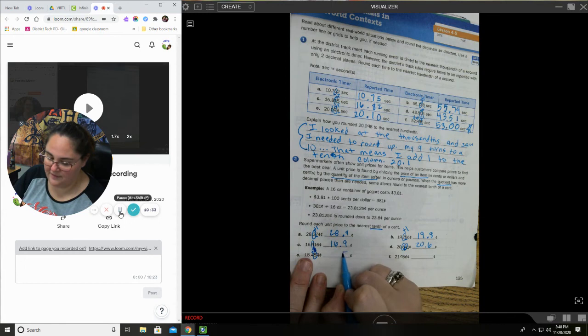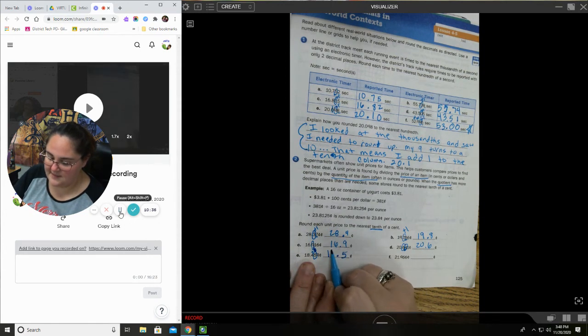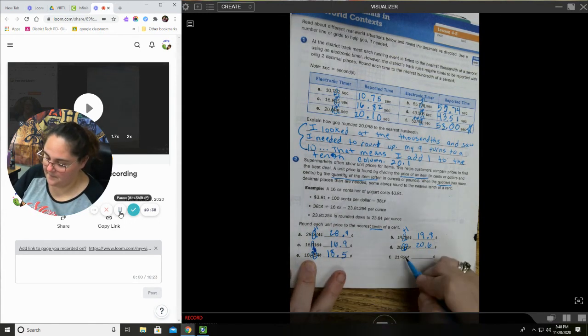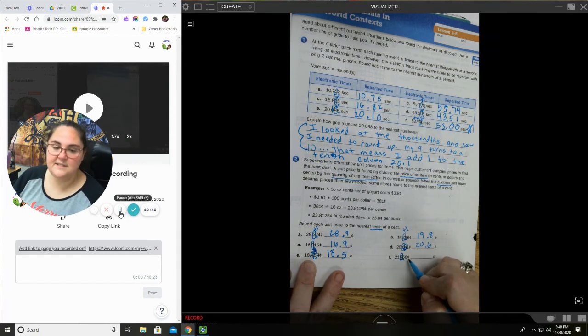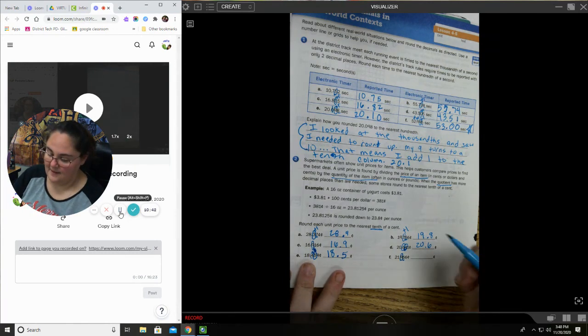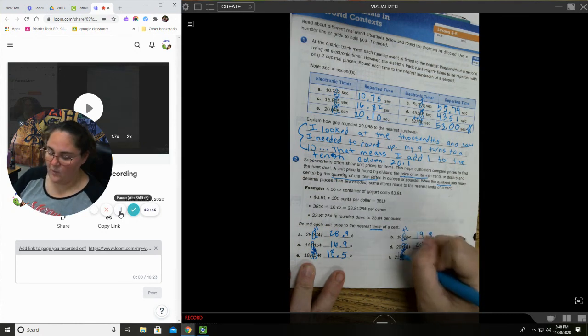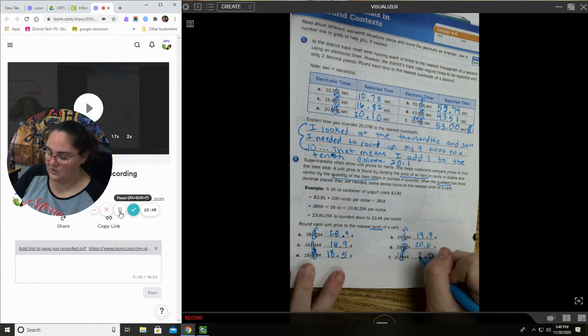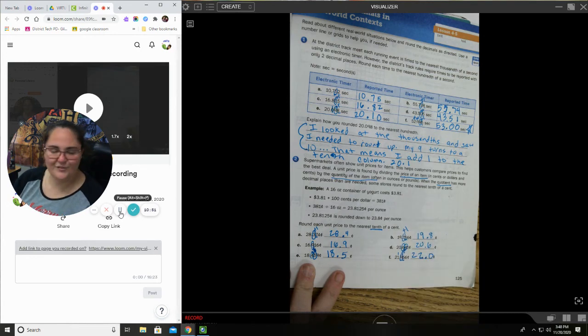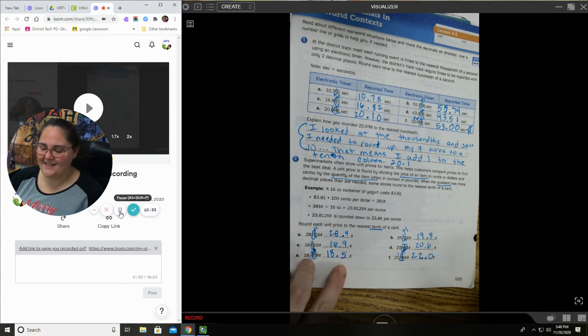My 4 turns to a 5. 18 stays the same. Uh-oh, it's a 6. Add 1. 9 plus 1 is 10. Carry my 1. 1 plus 1 is 2 and 2. That's how you did these problems.